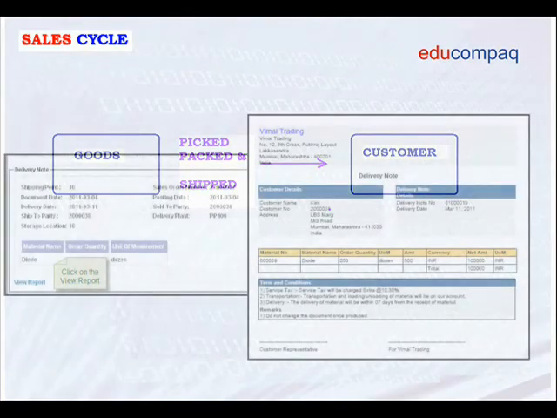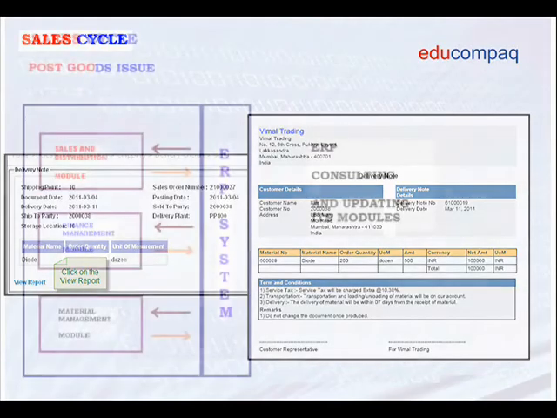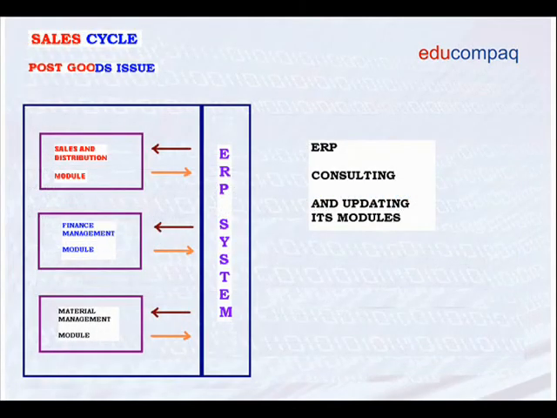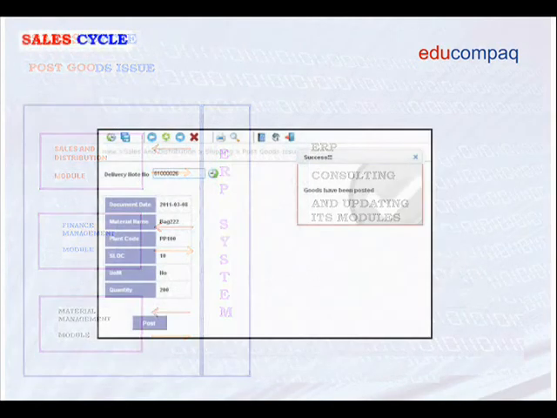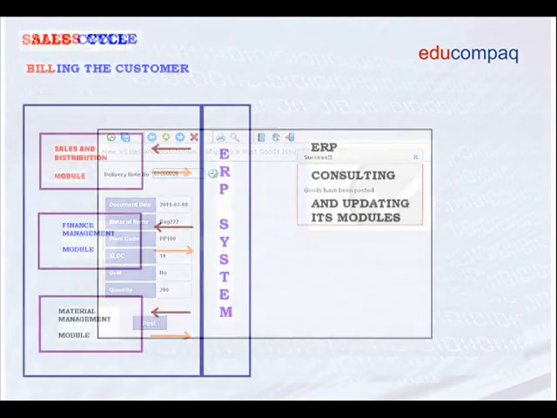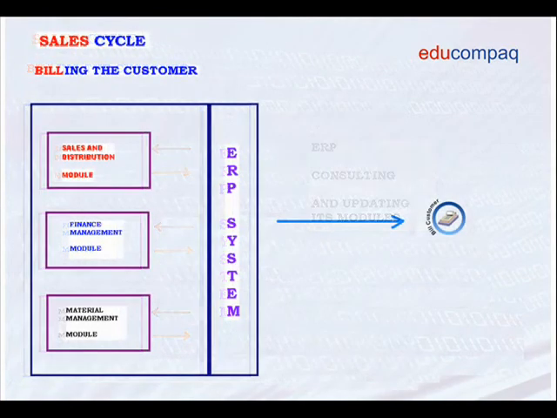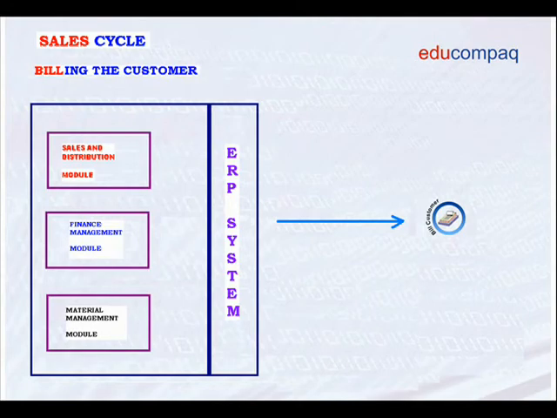A delivery note is generated by the system as an acknowledgement of the goods, materials, or services received by the customer. Next, the system consults its database and generates a bill for the services provided to the customer according to the terms and conditions already agreed upon in the documents like quotations and the sales order.